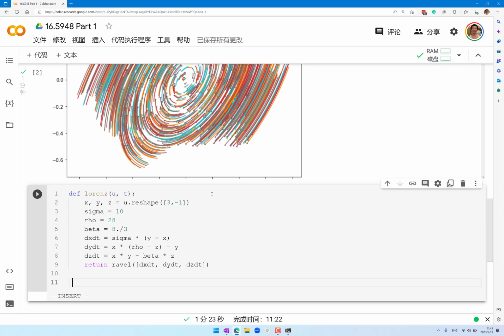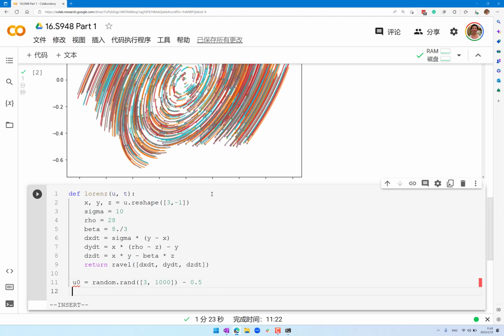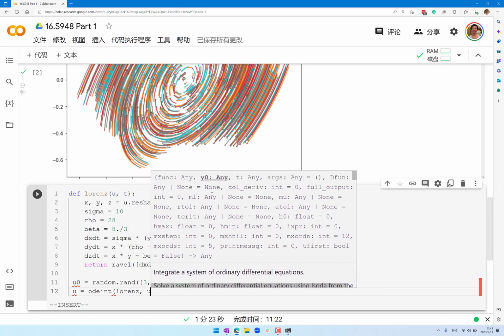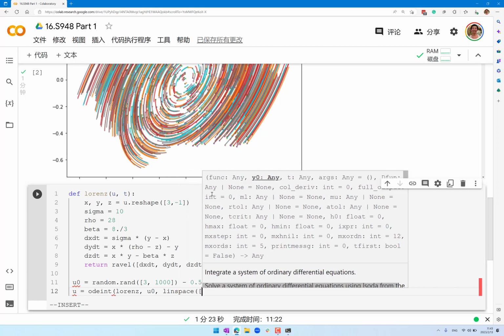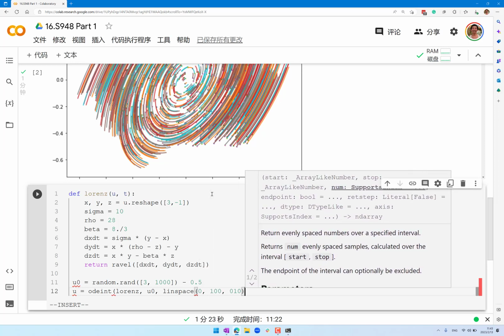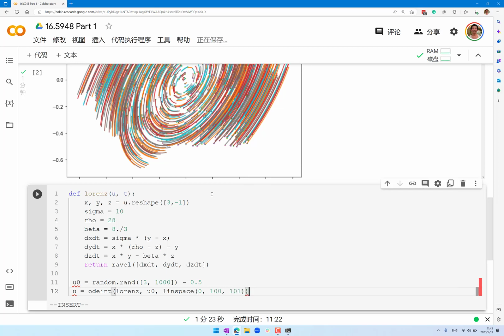Okay, so let's initialize a bunch of u0s, again with random.rand, making 1,000 trajectories. Actually 3 by 1,000, where 3 is the xyz components, and 1,000 is the ensemble of 1,000 trajectories. Then u would be equal to odeint of Lorenz, u0, and the time space. Let's make it 0 to 100 with 101 points. Let's try to visualize the chaotic dynamics of the trajectories first.